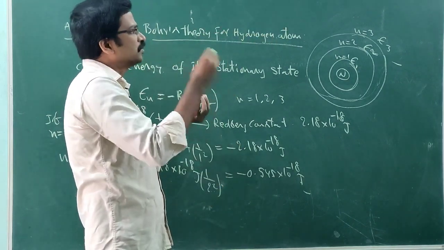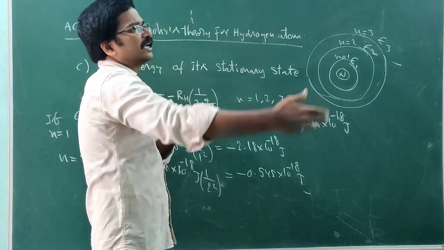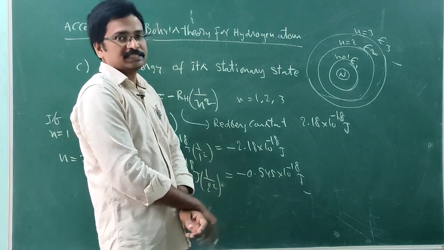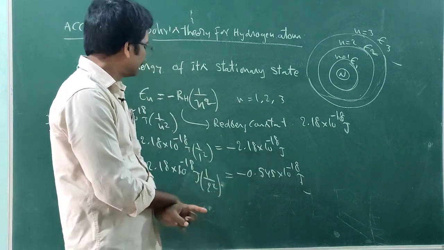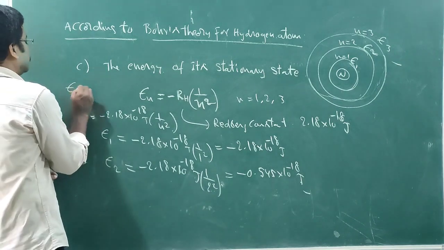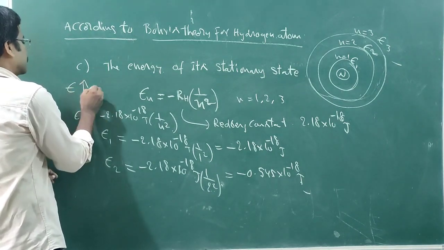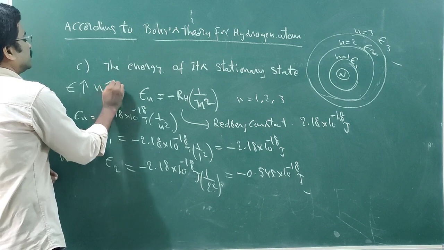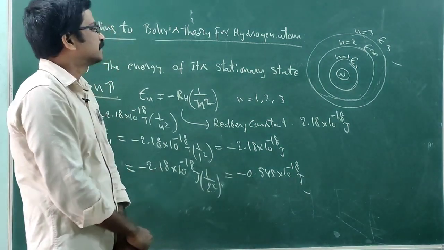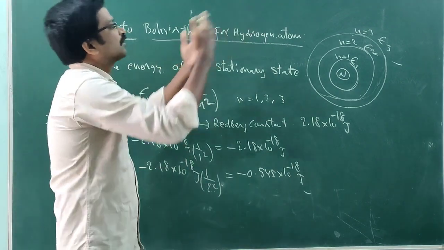Whenever the electron goes to higher levels, the energy of the electron increases, as indicated by this equation. The energy of the electron increases with increasing principal quantum number. With increasing principal quantum number, the energy of the electron increases.